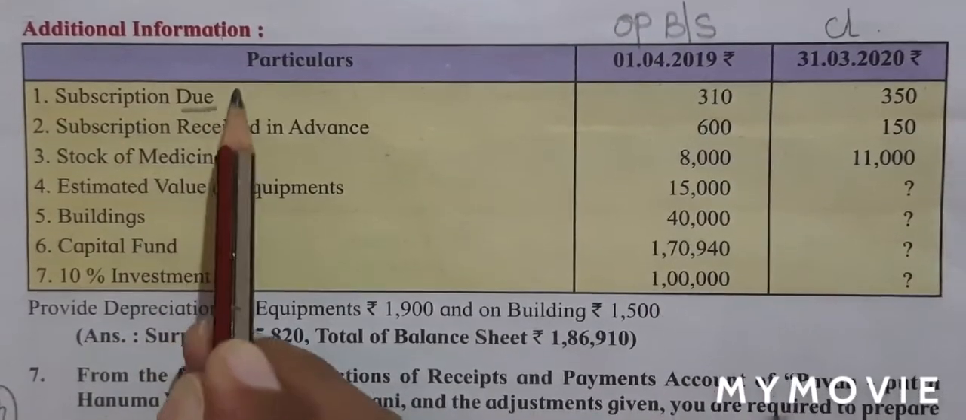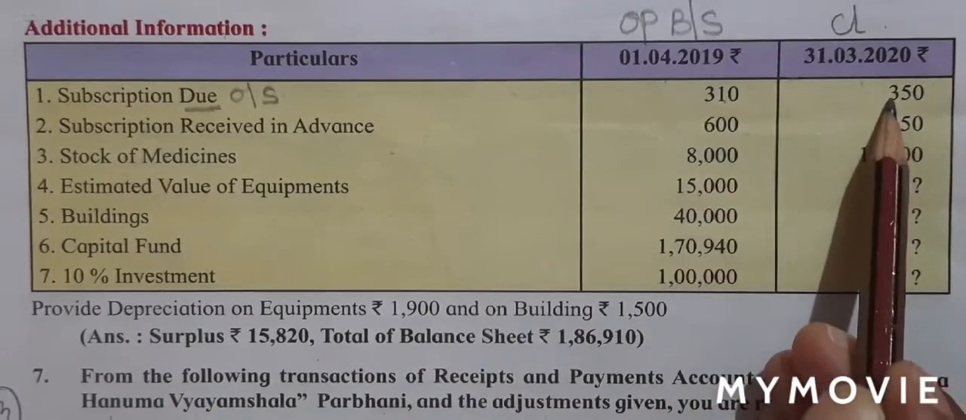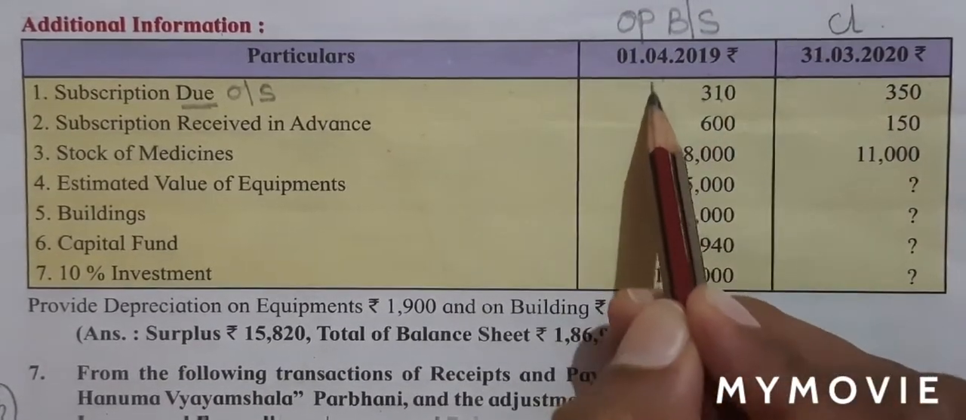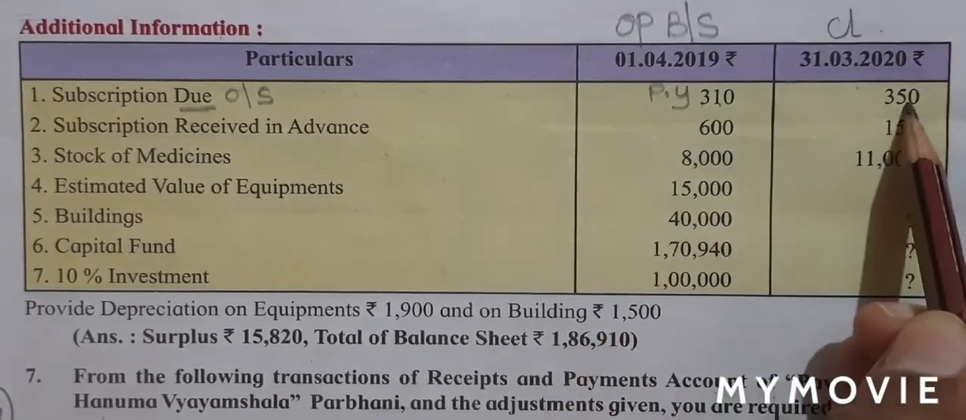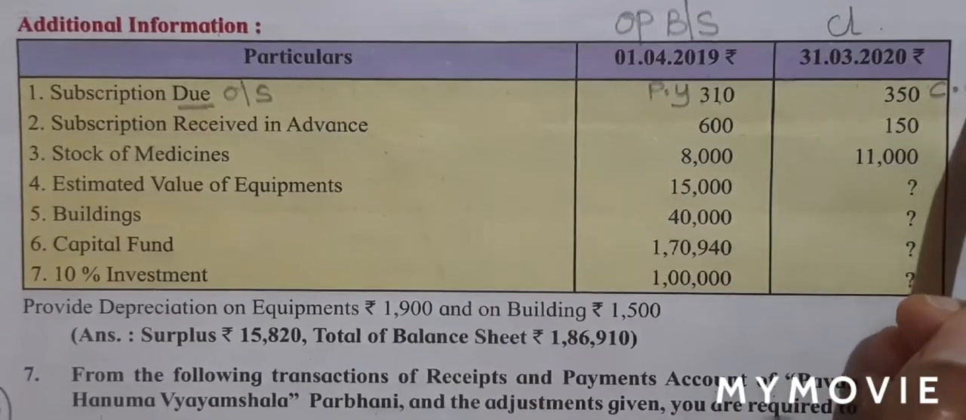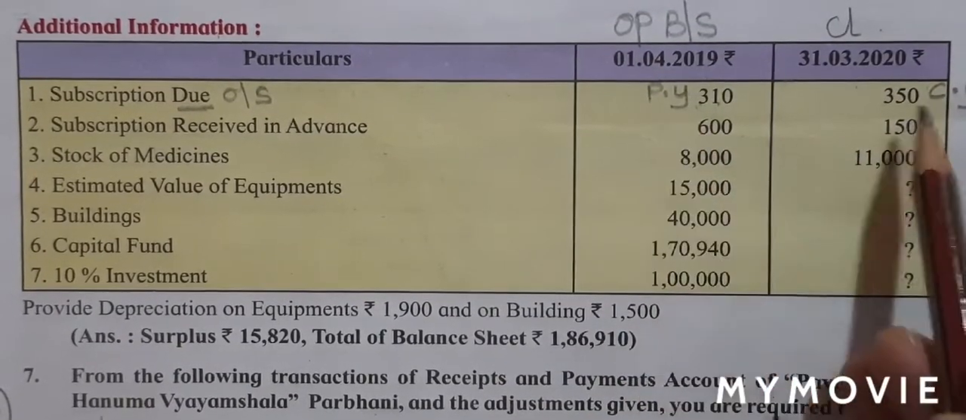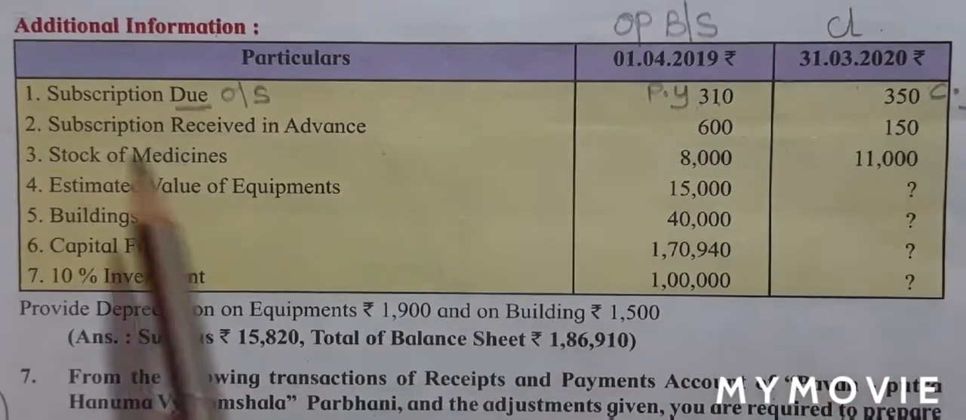Subscription due. Due is nothing but outstanding. They have given me opening as well as closing. Subscription opening will be nothing but related to my previous year. And this is related to my current year. Outstanding income for the previous year and outstanding income for the current year.